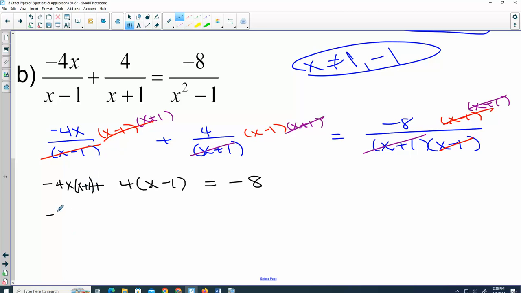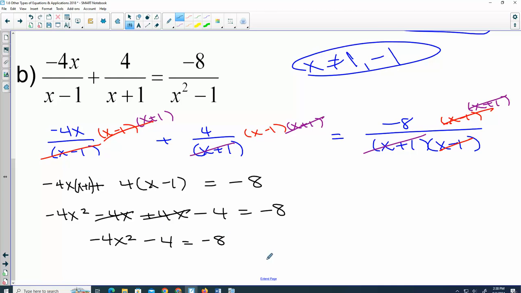So if we distribute, we get negative 4x squared minus 4x plus 4x minus 4 equals negative 8. These drop out, so you have two options. Did you guys bring over the 8 or move the 4? Okay. So if you brought over the 8, what'd you do now?